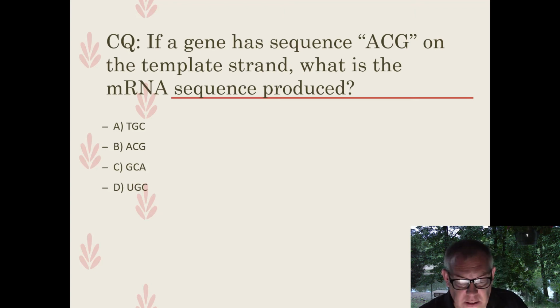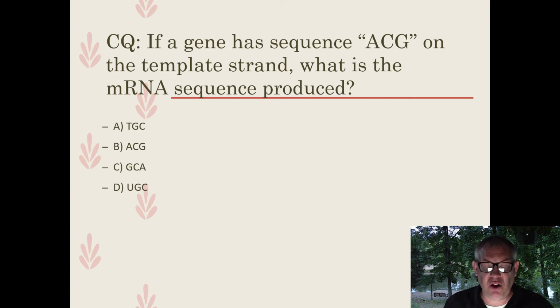Let's say that the gene has a sequence ACG on the template strand. Remember, the template strand is what gets read to make RNA. So what would the RNA sequence be? Well, if the DNA is ACG, the RNA must be UGC. Right? We don't use thymines, we pair a U with the A since we're making an RNA. So that's going to be the mRNA sequence.